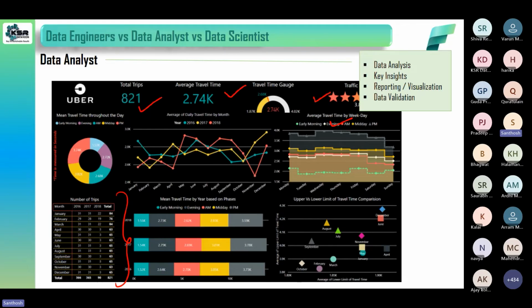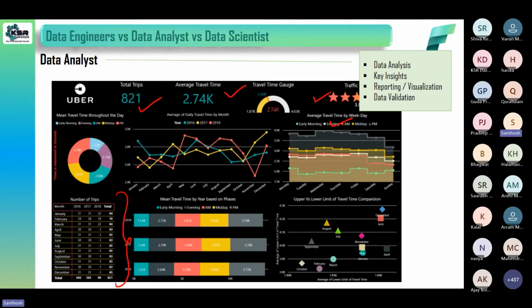I cannot expect my data engineers to do this. I need a separate set of people, and that is where we have data analysts. But let me tell you, without data engineers, this role doesn't even exist. Data analysts are in the market because we already have talented data engineers across the globe who are making our work effective. Now, what is the role of a data analyst?